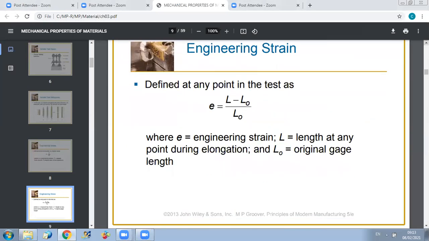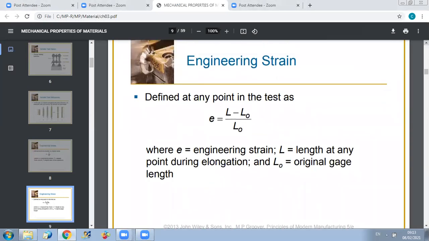Now, what about engineering strain? The definition of engineering strain is the variation of length over the initial length. So the strain at any time is the length of the specimen minus L0, which is the initial length of the specimen, over the initial length of the specimen. This is called the elongation, and we will see that it is a measure of the ductility of the material, because it measures the capacity of the material to deform. The higher the elongation, the higher the ability of the material to undergo deformation.